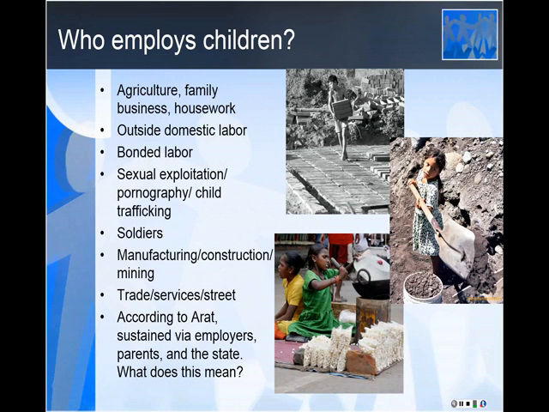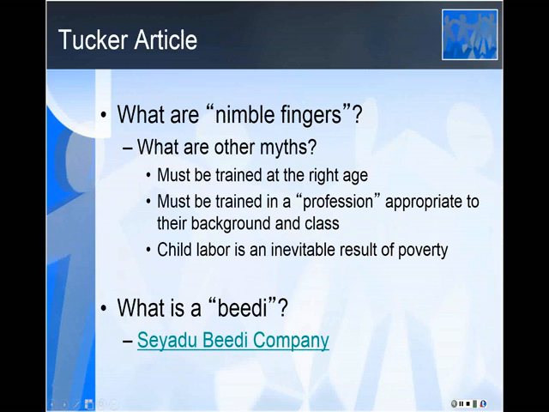The Tucker article that you've read focuses on what are called the beedi industry, and this idea of nimble fingers: the idea that young children have much more nimble fingers, which is required to roll these beedis. The myths that are perpetuated are that these children must be trained at the right age, that they're going to be trained in a profession, and that child labor is an inevitable result of poverty. You can go onto this particular company's website to find out more about what beedis are.